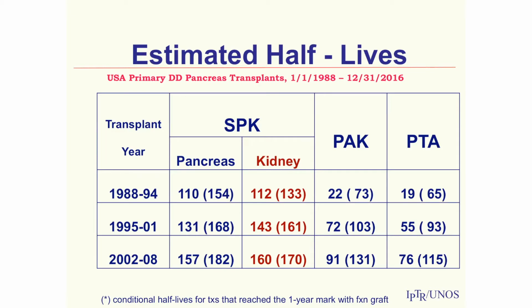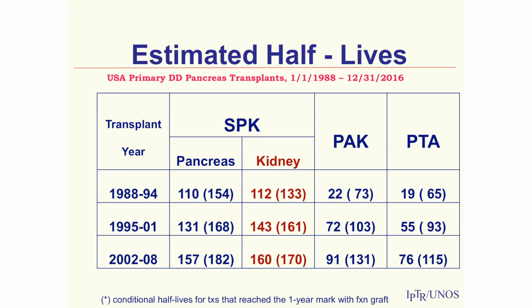This is what we really have achieved. This is the estimated half-life, 50% function nowadays, of a SPK, PAK, and PTA. Now look first at the pancreas in the SPK category, how it has improved from 110 months to 157 months. So this is 50% functioning at 157 months and beyond. So a huge advantage. The solitary transplant groups, the PAKs and the PTAs, we have seen huge progress within their own categories, but compared to the SPKs, these results still trail.